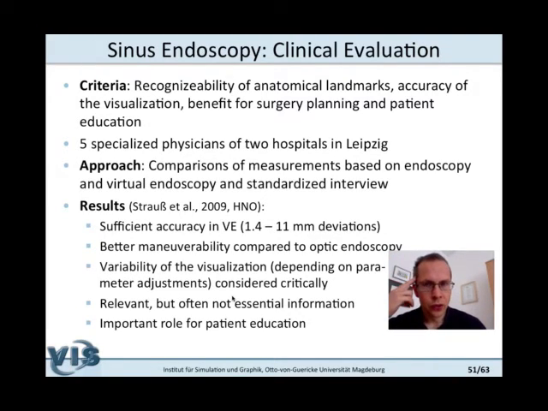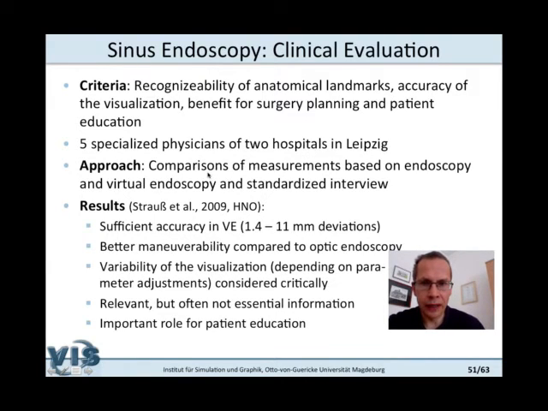So there are several criteria we agreed upon for the evaluation. That is, can we recognize anatomical landmarks well enough during surgery? How accurate is the visualization? And what is the benefit for surgery planning and patient education? That is this patient consultation. Has the patient the impression that he now knows what he can expect in surgery, that he understands why this all is necessary? The evaluation was carried out by 5 physicians working at 2 different hospitals in Leipzig.